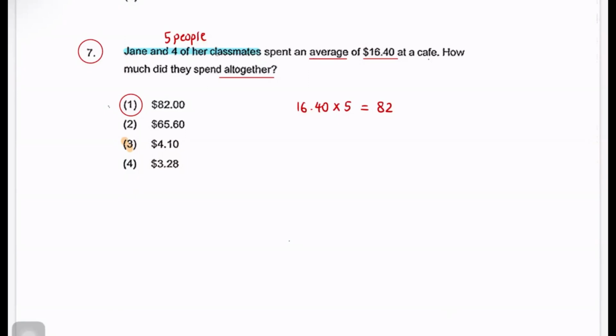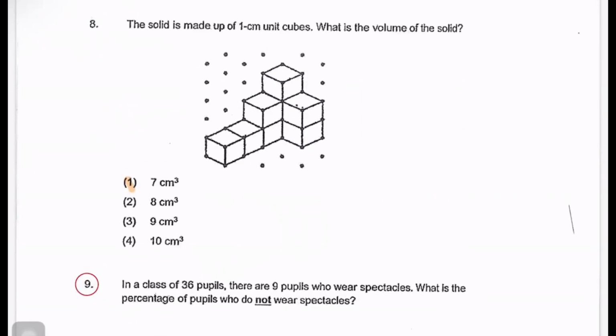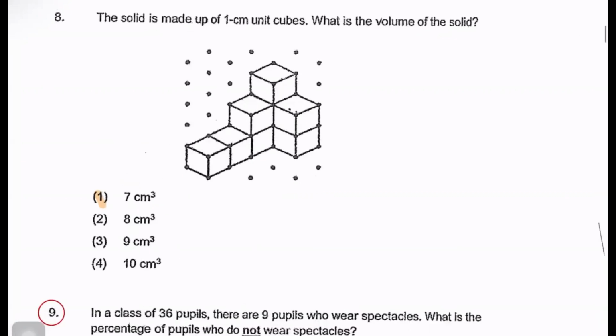Next, we move on to question 8. The solid is made up of 1 cm unit cubes. What is the volume of the solid? This is testing your ability to imagine 3D objects. How many cubes are there? Obviously, here there is 1. Here is 1, here is 1. In this stack, maybe I should color it like that. In this stack, there are 2 cubes.